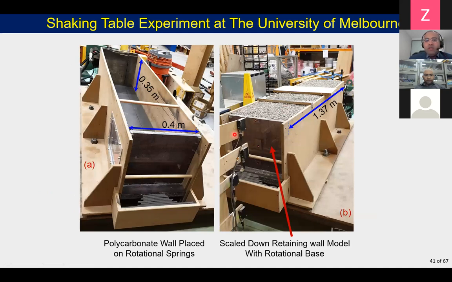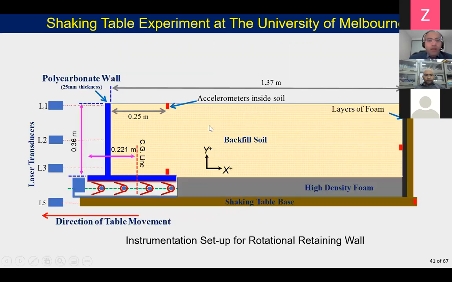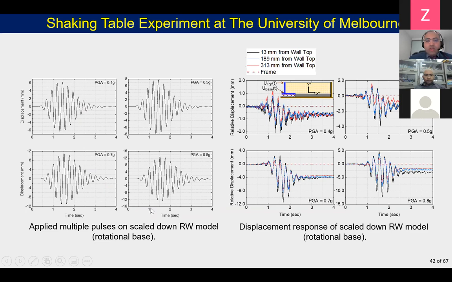The same procedure was used for backfill construction behind the scaled down retaining wall, and the same accelerometers and everything were installed, similar to the distorted model I have already explained. Now you can see here this is your scaled down model with all the instruments inside it: lasers, accelerometers, and the strings at the base. So let's see the result. Similar to the distorted wall, we did different testing with different pulses.